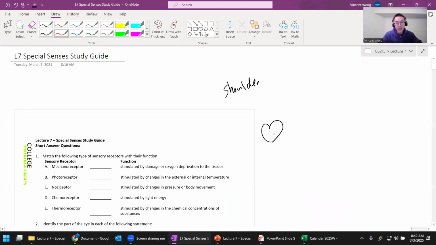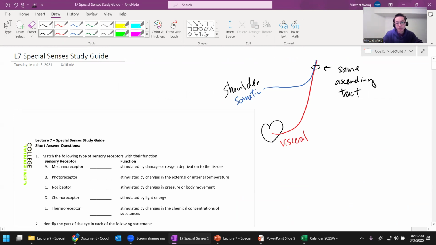So this here, the pain from the heart is going to be picked up by visceral nociceptors, and then the pain from the shoulder is going to be picked up by somatic nociceptors. And it turns out the pathway on the way to the brain actually gets merged together into the same ascending track. Okay? So when it gets to the brain, it interprets the signal as coming from a source that you are more familiar with.